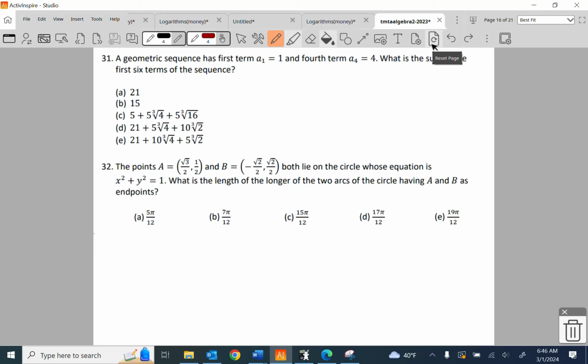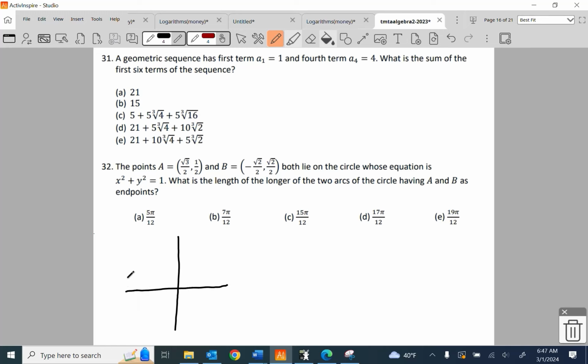Problem 32: the points A equals root 3 over 2, a half, and B is negative root 2 over 2. These are trig ratios. Both lie in the circle whose equation is x squared plus y squared equals 1. What is the length of the longer of the two arcs of the circle having A and B as endpoints? Interesting. What's the best way to explain this? That's the real question.